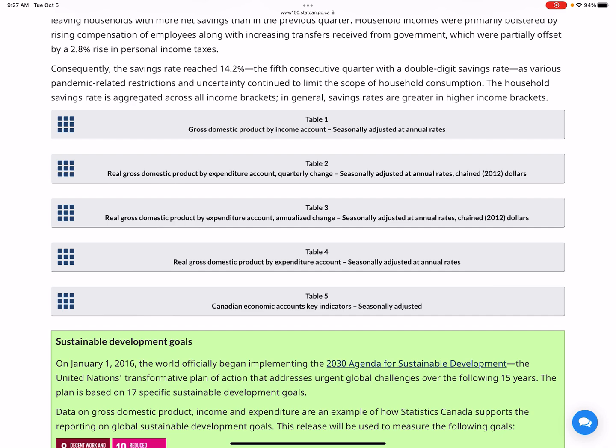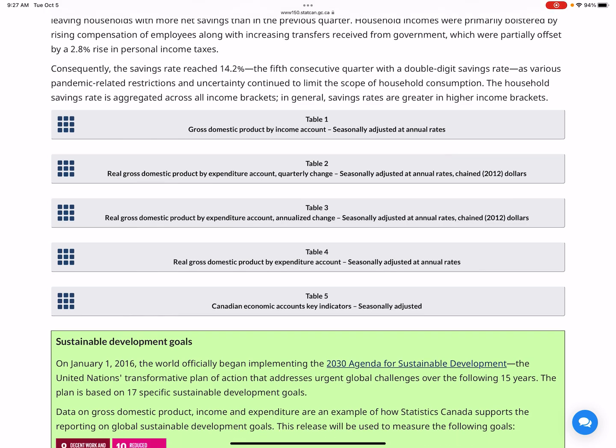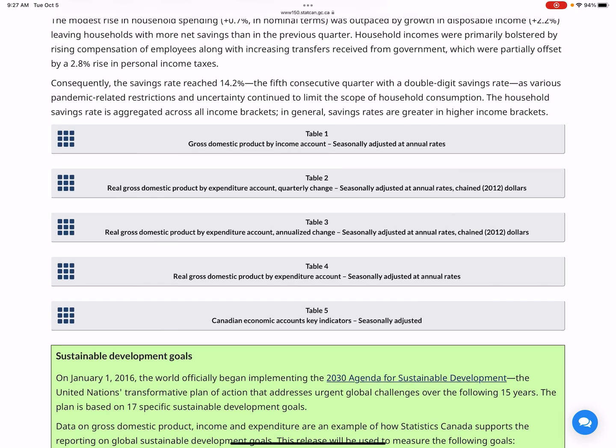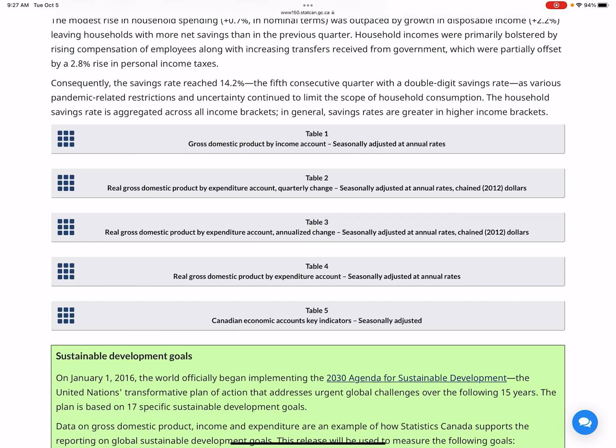Now notice table 2, table 3, and table 4 say real GDP. For the purposes of this exercise, we want to calculate real GDP, which means we don't need real GDP to start with, we need nominal GDP. So we're not going to use table 2, 3, and 4. It's also important to note here that tables 2, 3, and 4 are the expenditure approach. Table 1 says by income account, so that's the income approach.